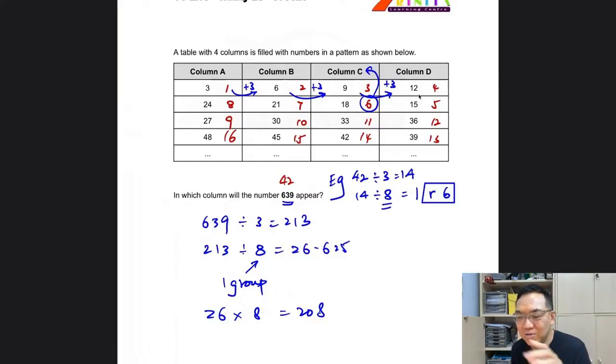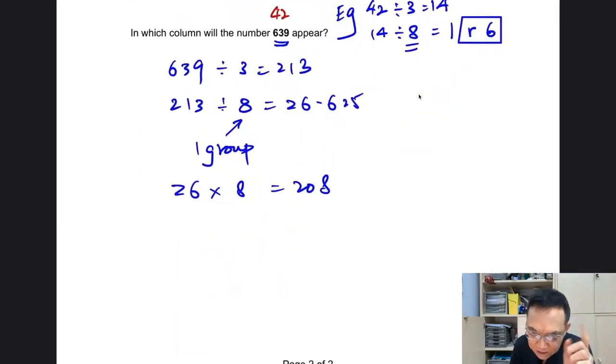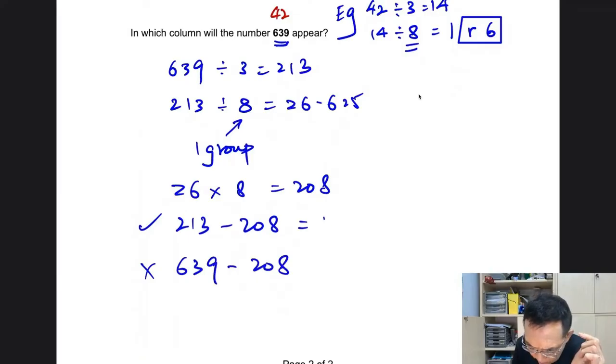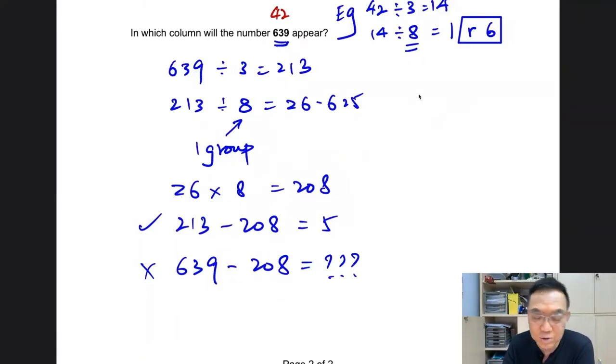213 minus 208. Very good. That's right. Why 213 and why not 639? Can someone explain? Why am I taking 213 minus 208 and not 639 minus 208? Okay, one is correct, one is wrong. I'm not even going to write it because it's not the correct thing. Anyone knows why I use 213? I mean, you should know, there's no other reason you use 213, right?